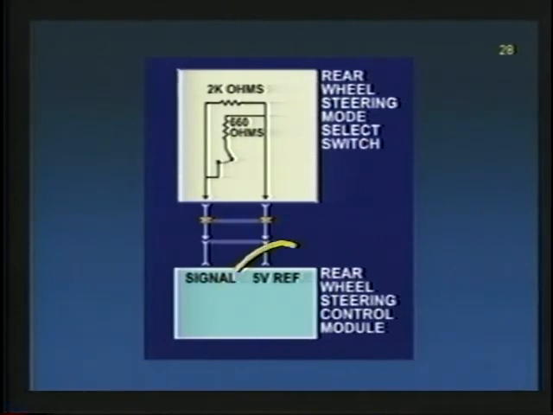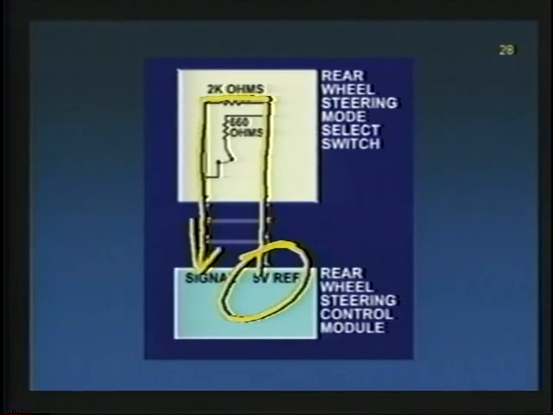So, take a 5-volt reference, come out of the rear steer module, send it up to the switch itself in the normal position. In other words, you don't have your finger on that button. We're going through a 2 k ohm resistor and sending a signal back to the module. So we're dropping that voltage. The module looks at the voltage. The 2 k ohm resistor is going to be about 1.8 to 2.2 k ohms. It's got a little bit of a range, like most resistors do.